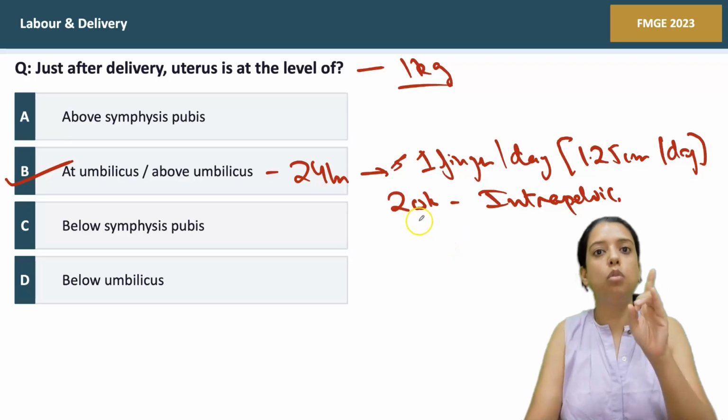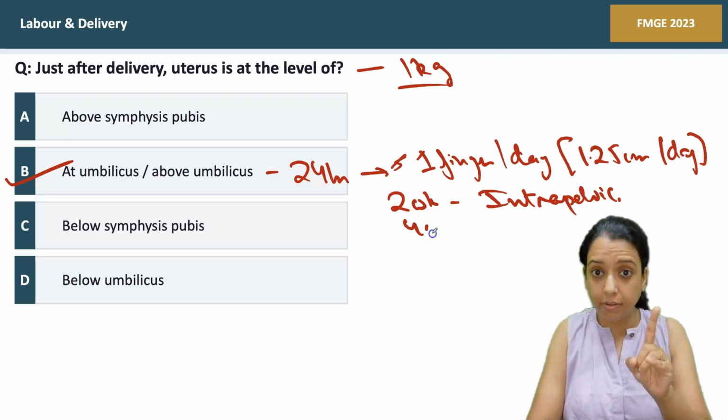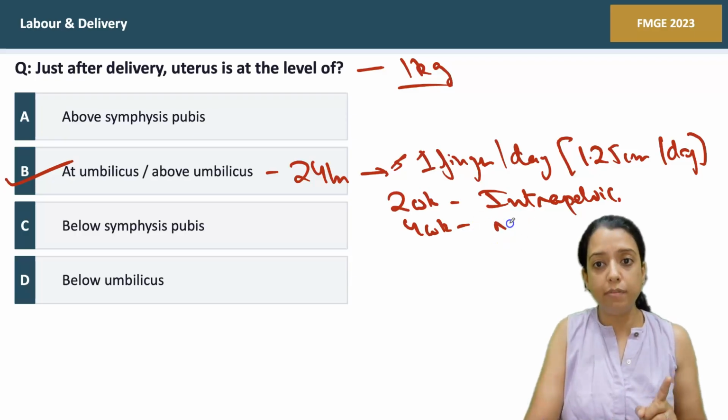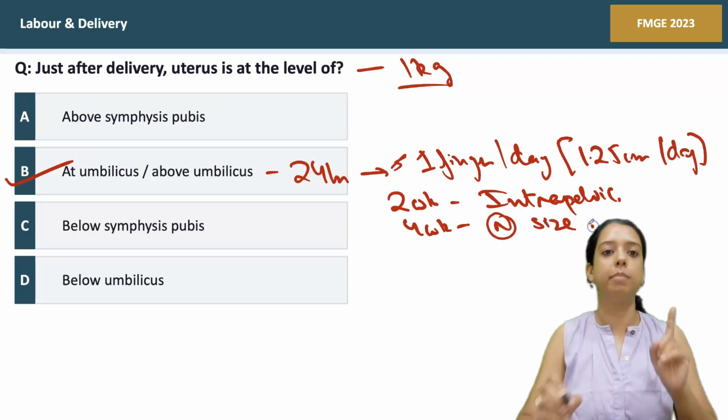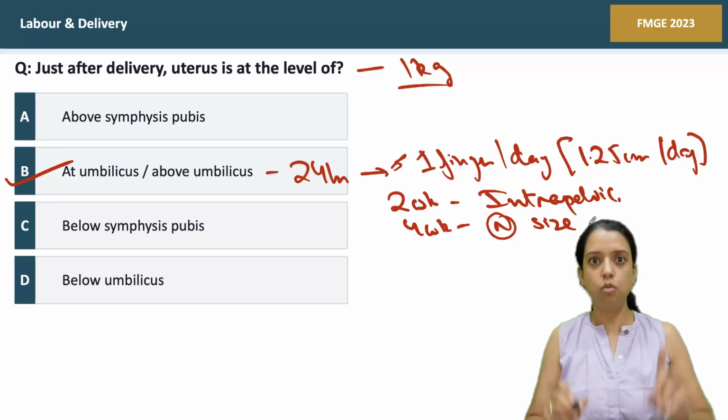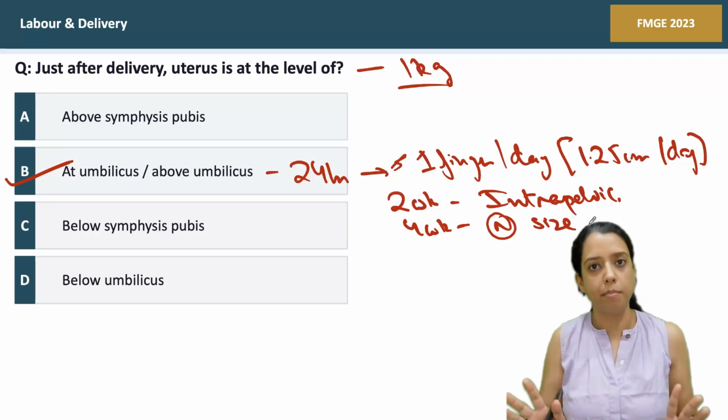At what time does it go to its normal size? Not 6 weeks, 4 weeks. At 4 weeks, the uterus goes to its normal size. ठीक है, 2 weeks में intrapelvic, 4 weeks में it is normal size.